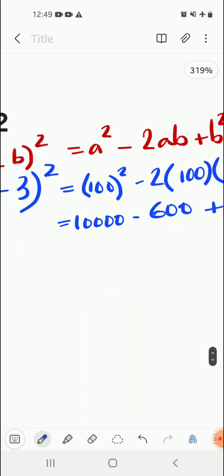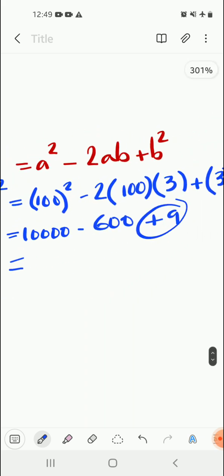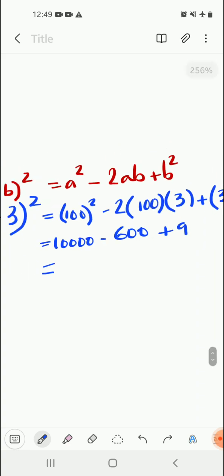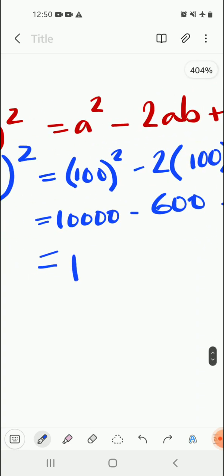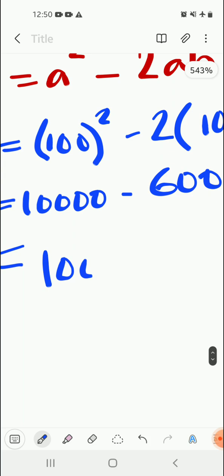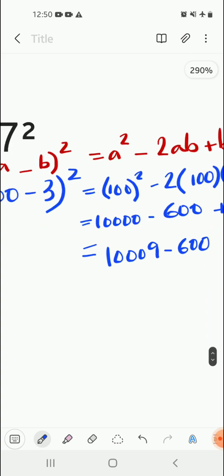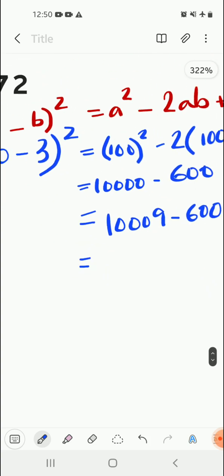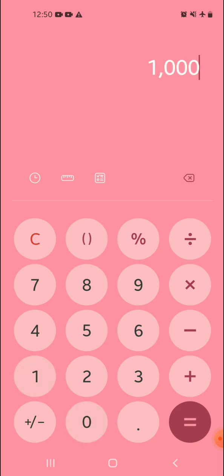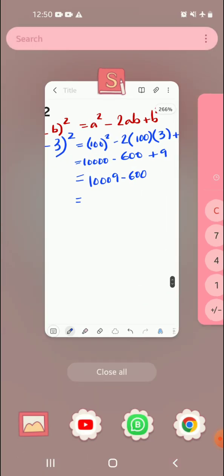Now we're going to simply solve. 10,000 plus 9 minus 600. Subtract: 10,009 minus 600. We get 9409.